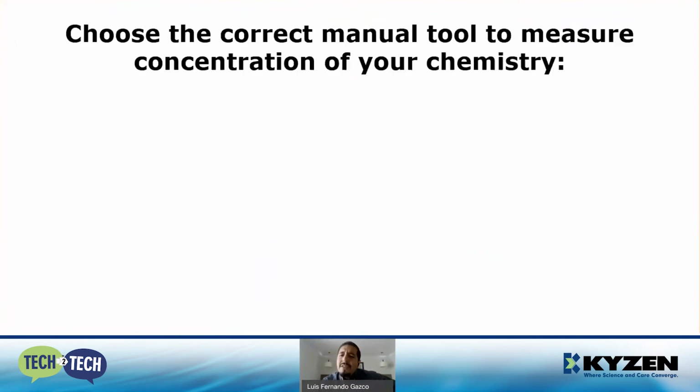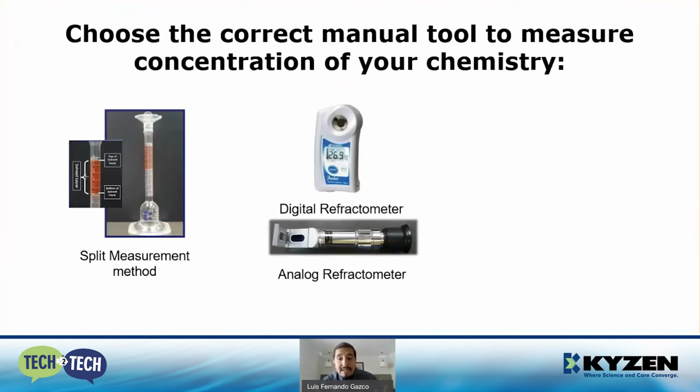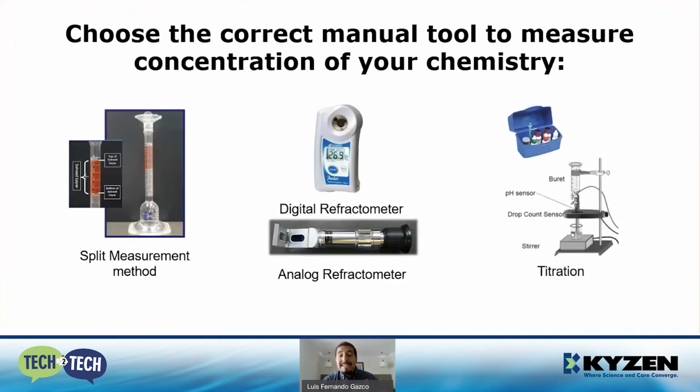The following are the three most used methods for monitoring concentrations depending on the type of chemical we are using, and we need to choose one of them. The first one is the split measurement method. The second one is refractive index, where you will require a refractometer, and the third is titration, which involves chemically analyzing the sample using an indicator and a titrant.